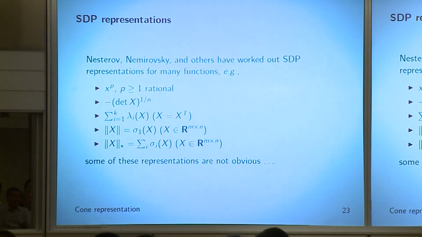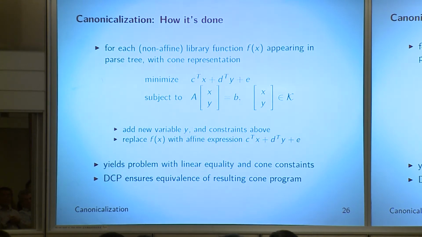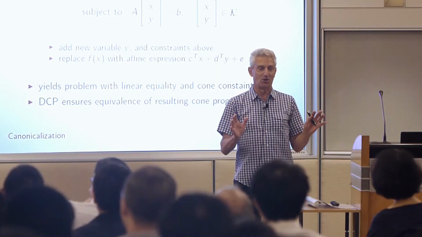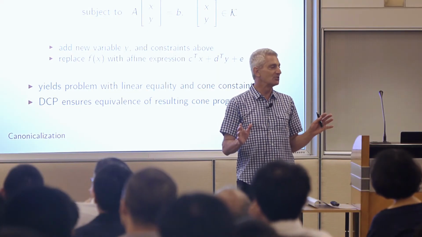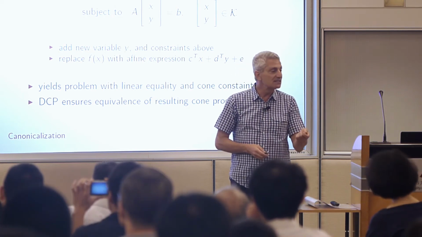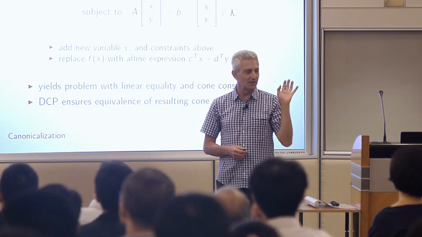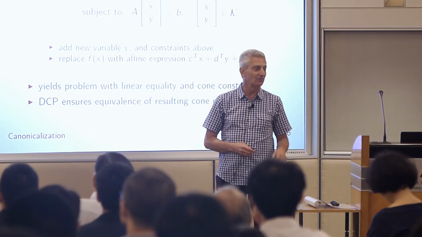So that's it. Okay, so now I'll tell you about canonicalization. You start with a problem in DCP form with a cone representable library, and then you automatically transform it to an equivalent problem. So this works like this. It is so dumb, it's unbelievable. It goes like this. Remember, we're up to about 40 lines of code in a real language. 40 lines can analyze your problem, tell you if it's convex or concave. That's all. Beautiful short code, and it will be absolutely correct because it's so short. Okay?